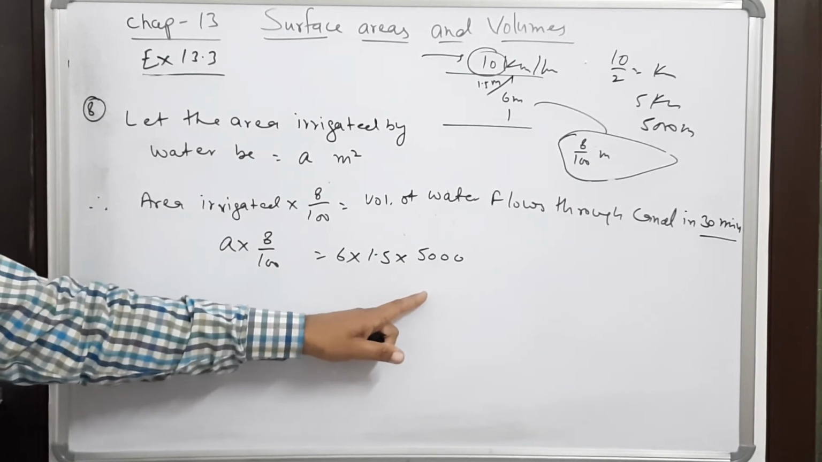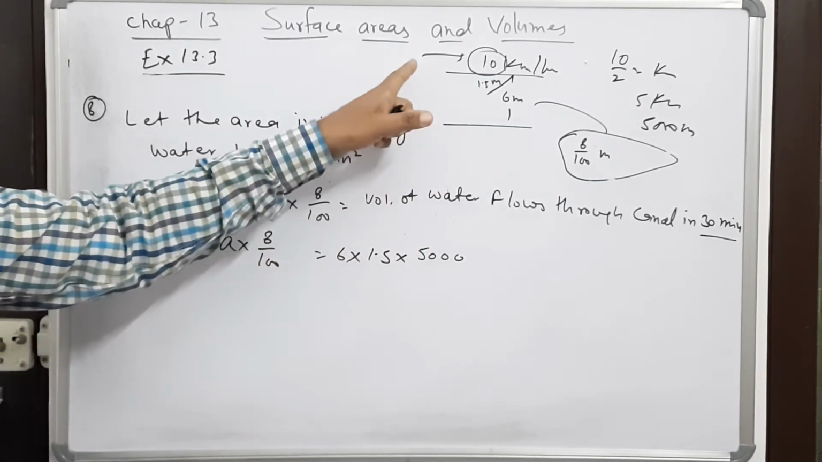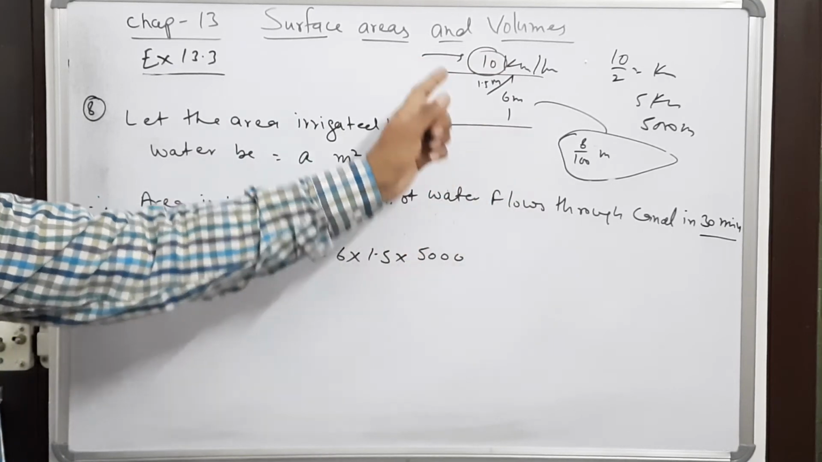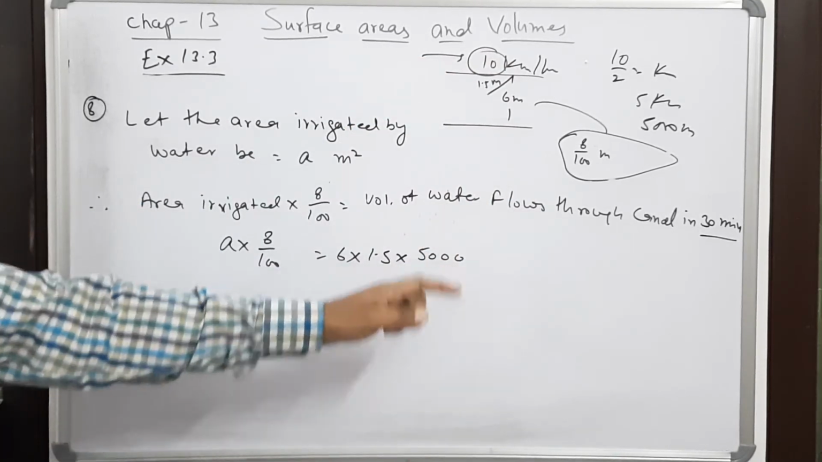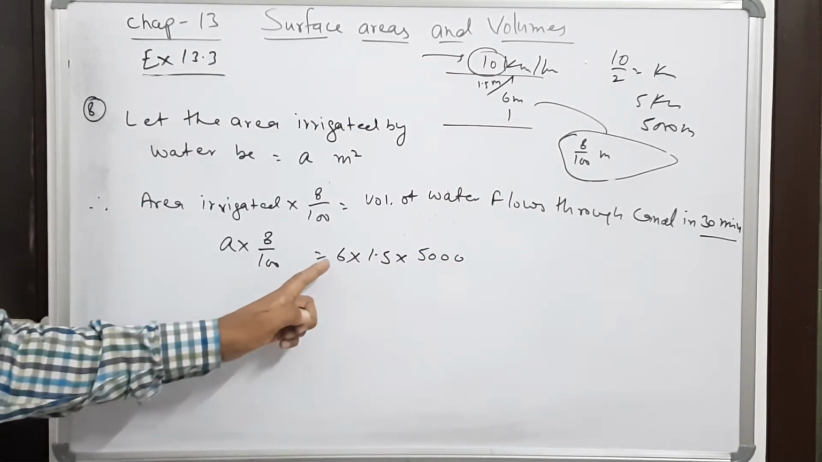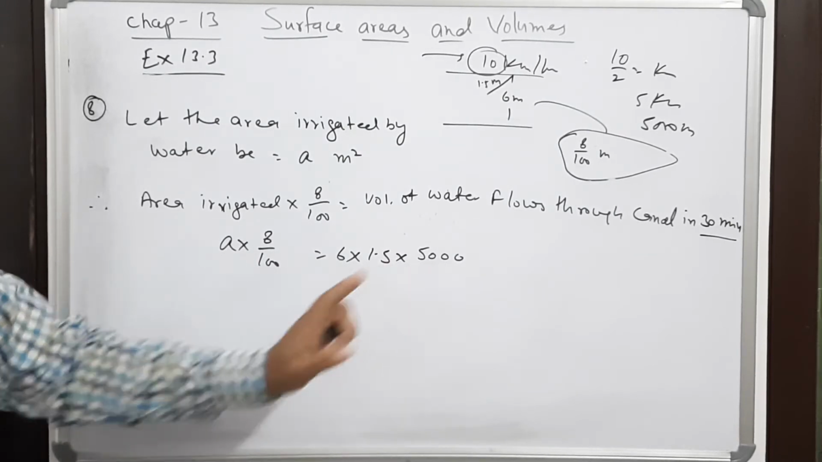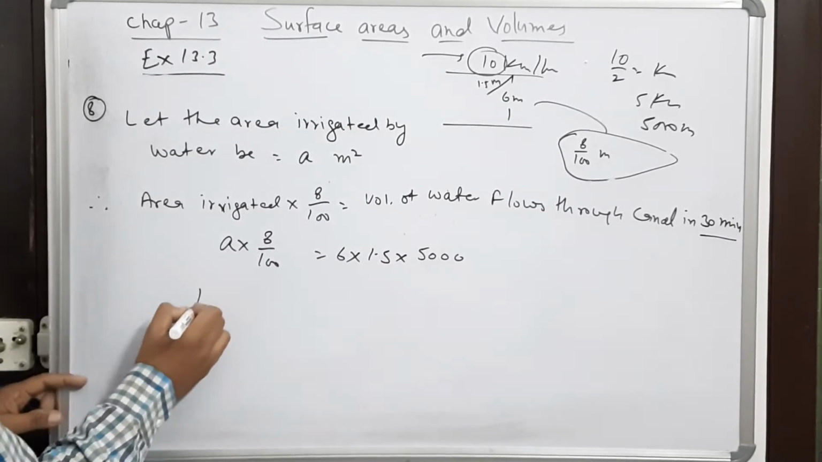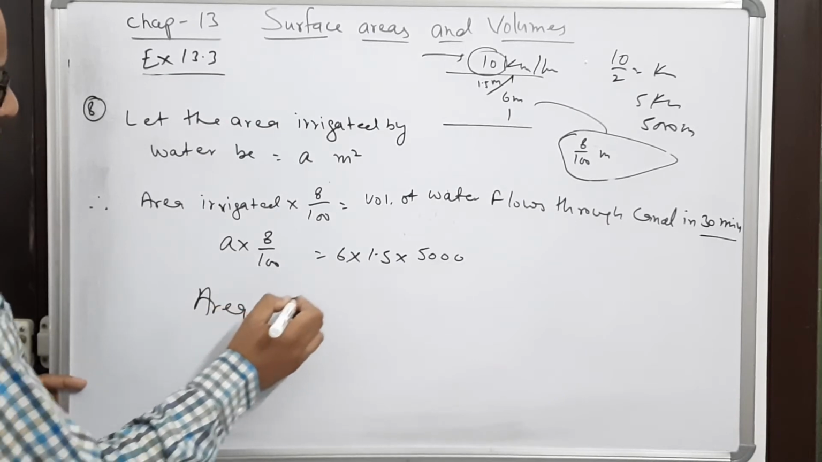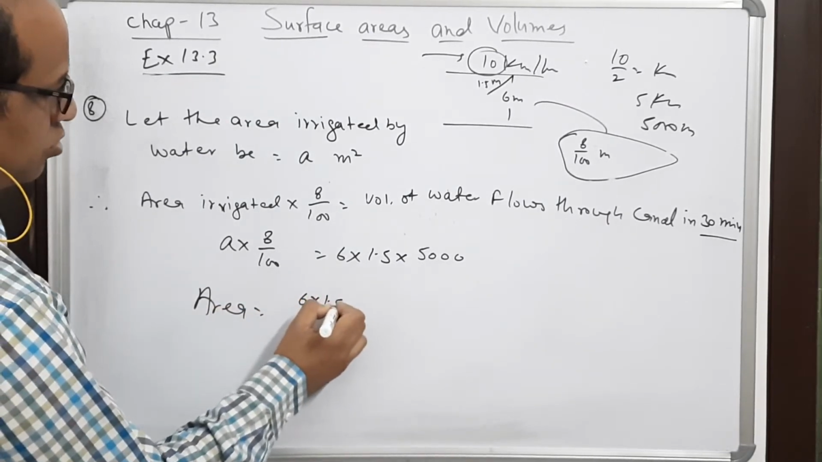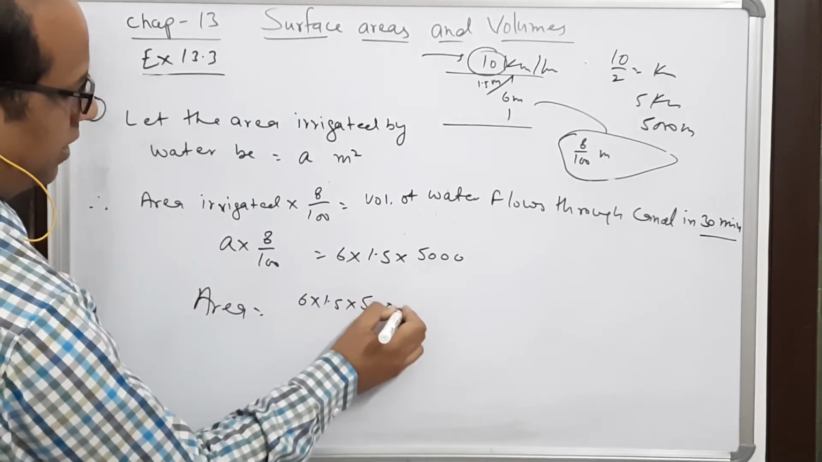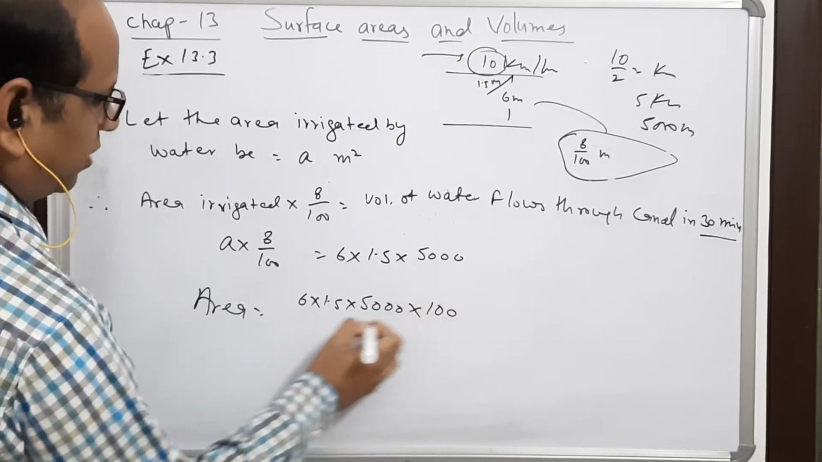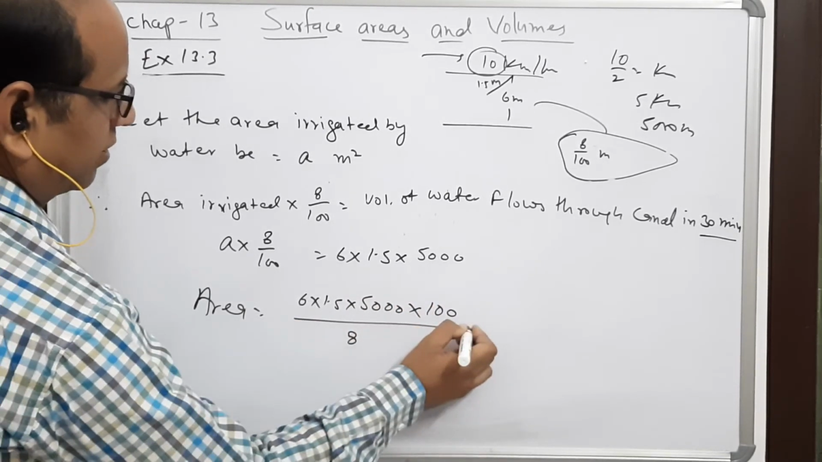How is it 5,000? In 1 hour it is 10 km, so in 30 minutes it is 5 km. And we will convert into meters because this is also in meter, this is also in meter and this is also in meter. So what will be the area now? The area is 6 into 1.5 into 5,000 into 100 divided by 8.